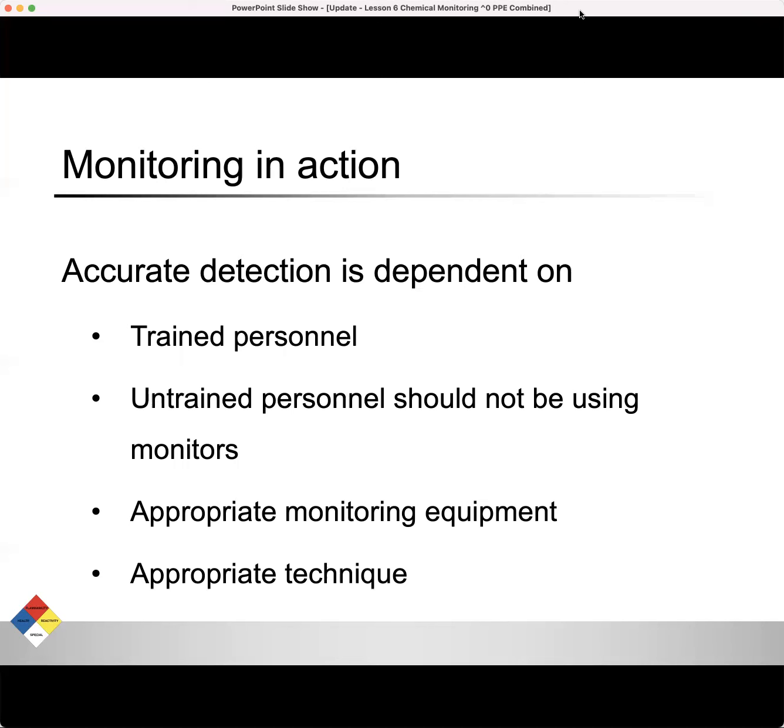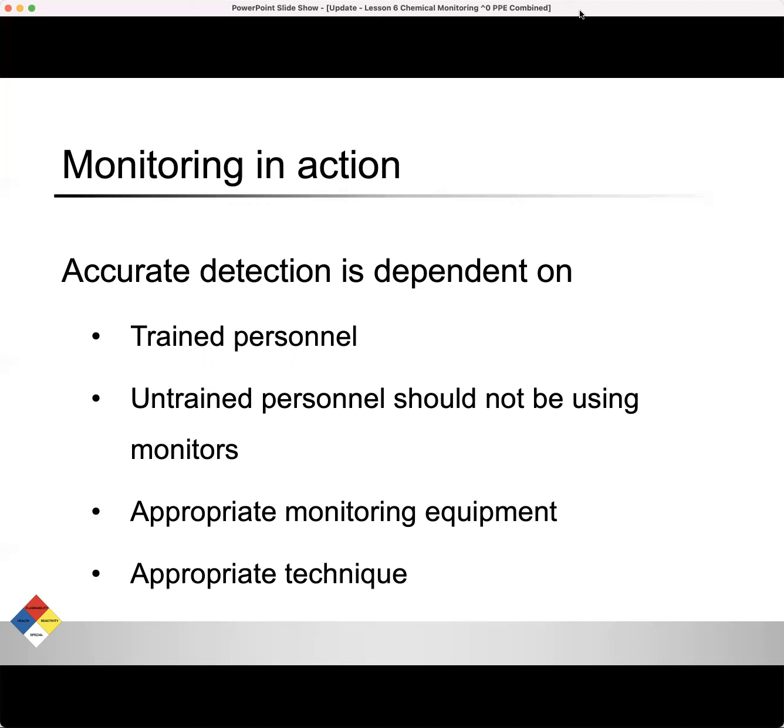We need to make sure we're using the appropriate monitoring equipment. Again, PID does not detect radiation. If we have a radioactive material, we don't want to be bringing out the PID. It's not going to do us any good.